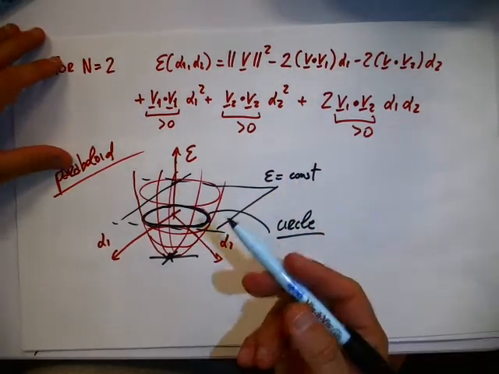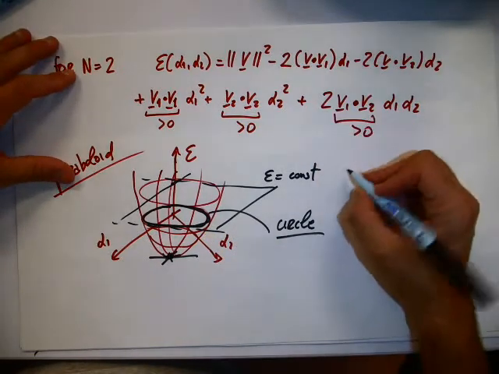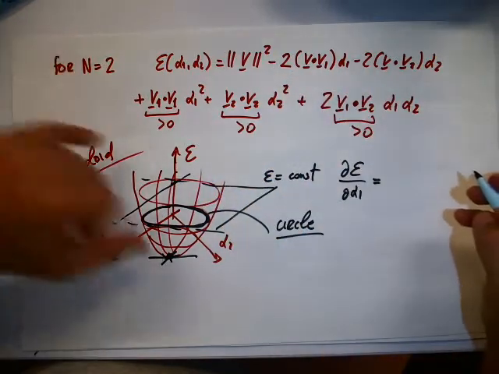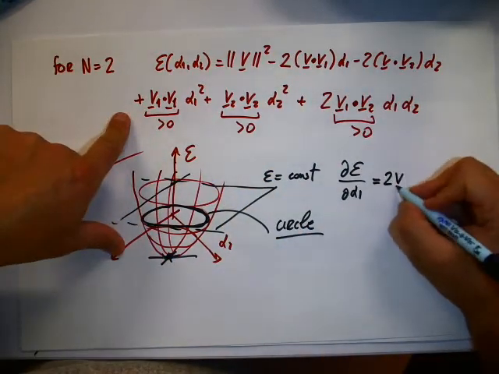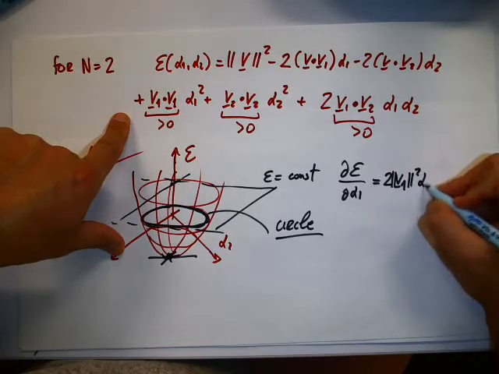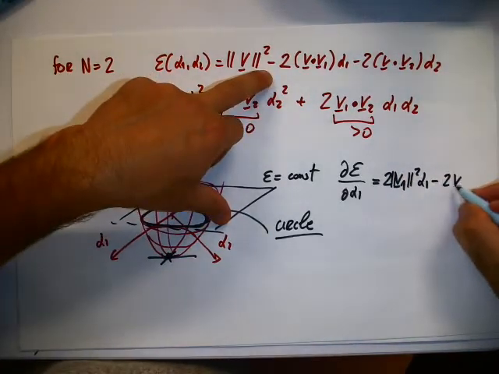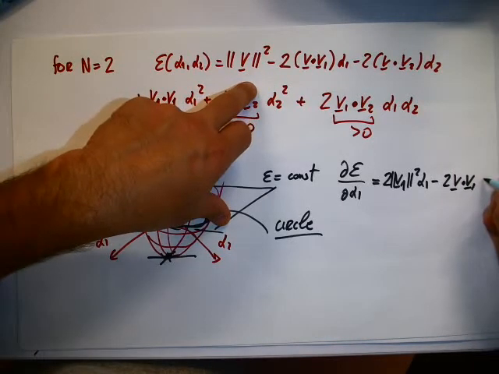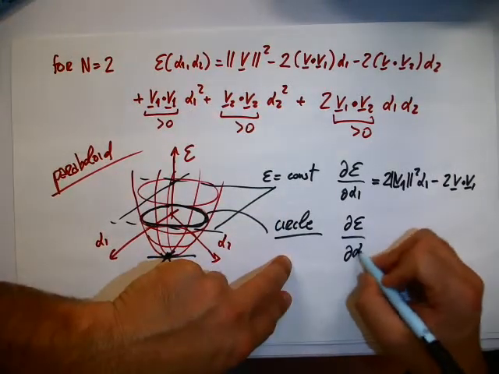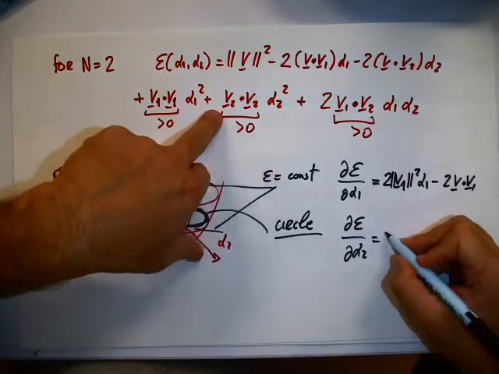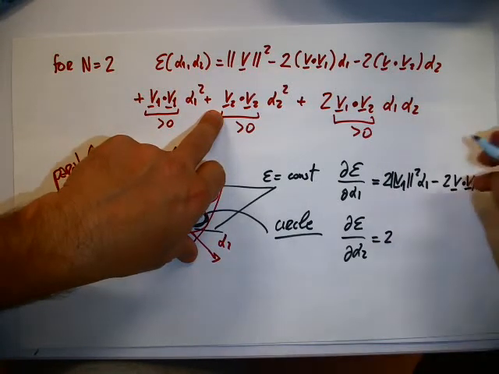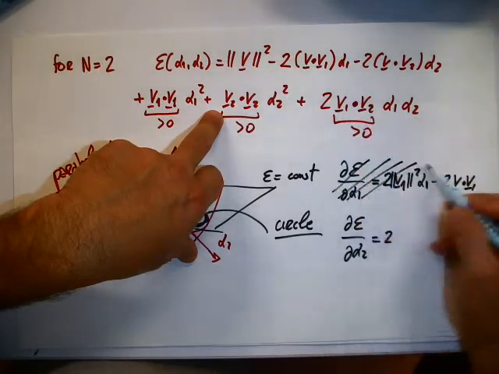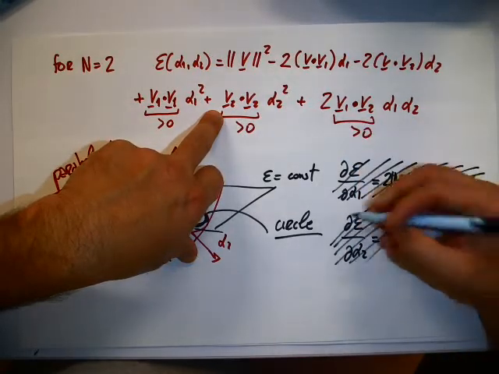And so when we compute the derivative of epsilon with respect to alpha 1, you see that we're going to get immediately 2 v1 squared alpha 1 minus 2 v dotted v1, and then the derivative with respect to alpha 2 equal to... I forgot that we also have an extra term here. Actually, no, we're going to do it in general, okay?